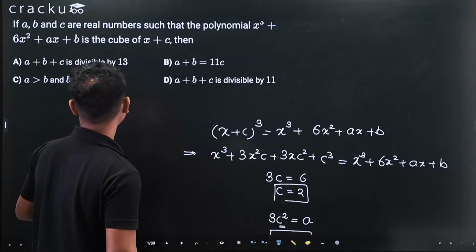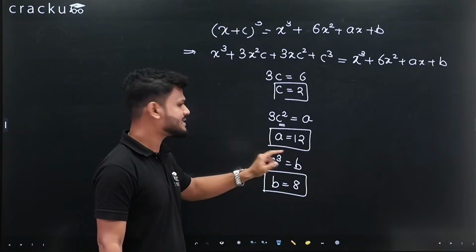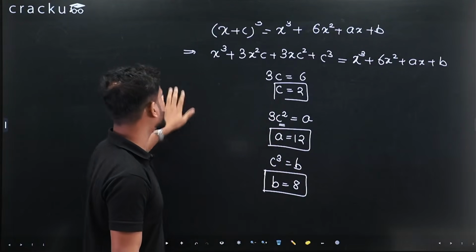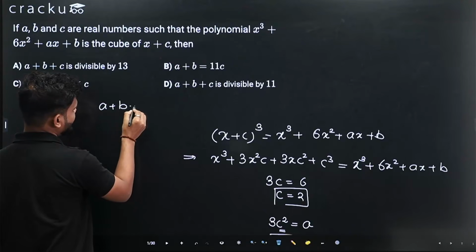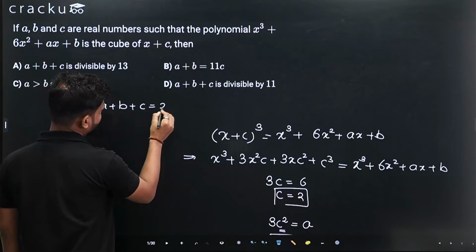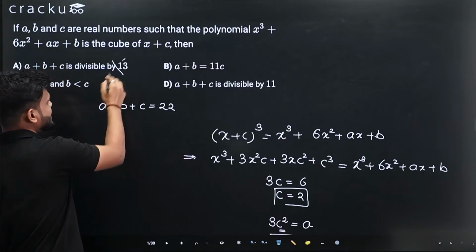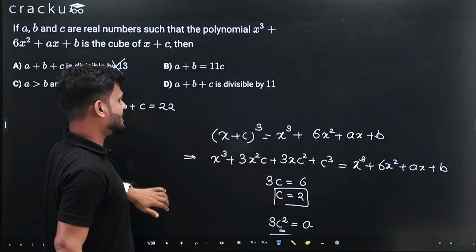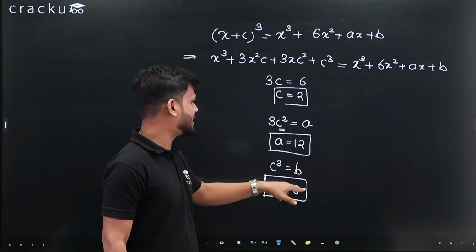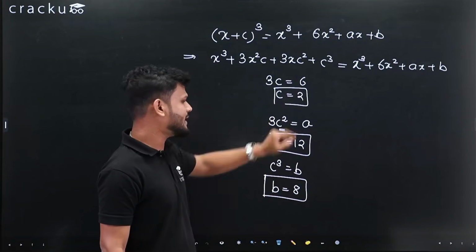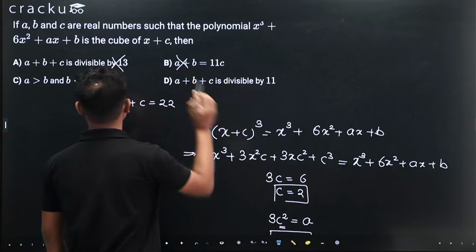Now the first option says a plus b plus c is divisible by 13. What is a plus b plus c? 12 plus 8 plus 2, it is 22. So a plus b plus c is equal to 22. Is it divisible by 13? No. So this option is not correct. Next, a plus b equal to 11c. What is a plus b? 12 plus 8 is 20. 11c is 22. Is 20 equal to 22? No. So this option is also not correct.